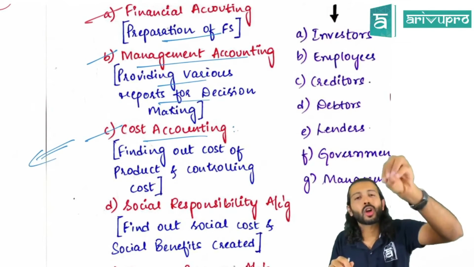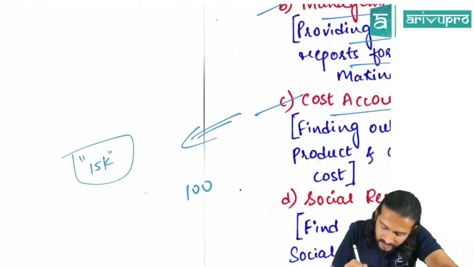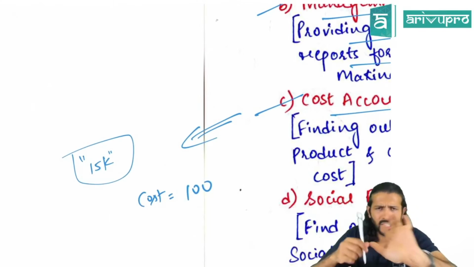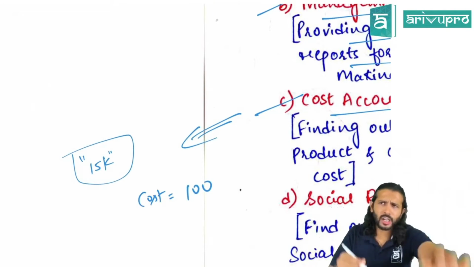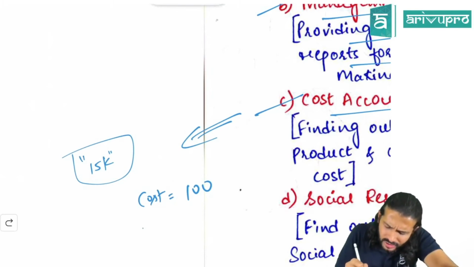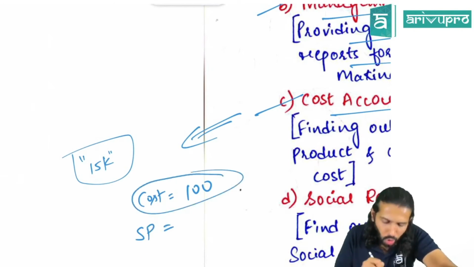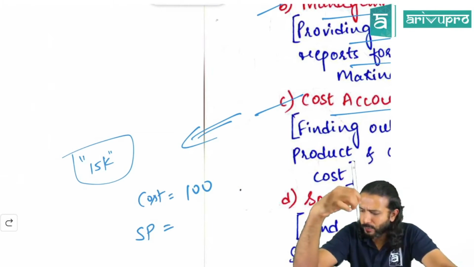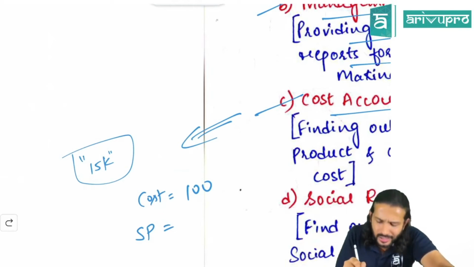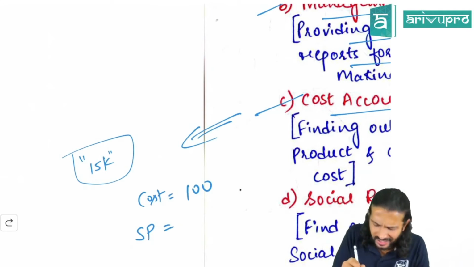Because only if you know the cost of the product, then only you will know at what price to sell the product. Suppose a particular product, I'm buying and selling this pen. To purchase this pen, the total cost associated with this pen is 100 rupees. If I know this, can I decide my selling price? Yes, I can easily find out the selling price.